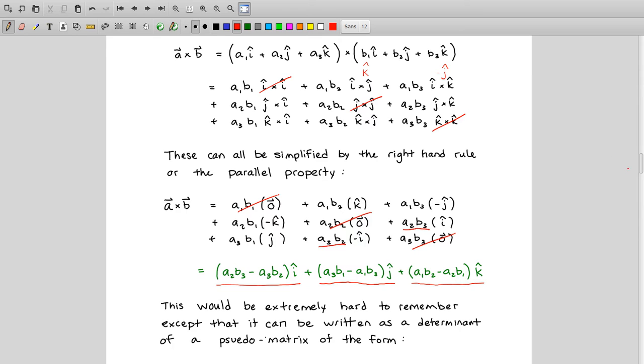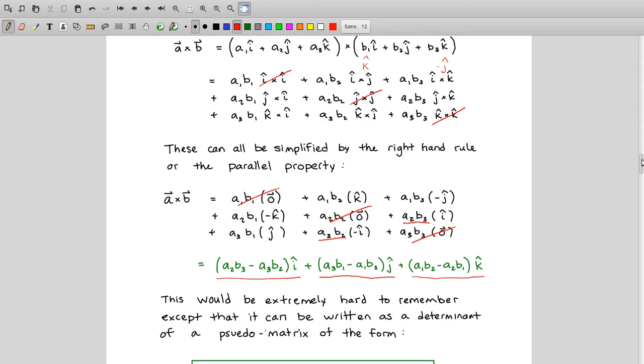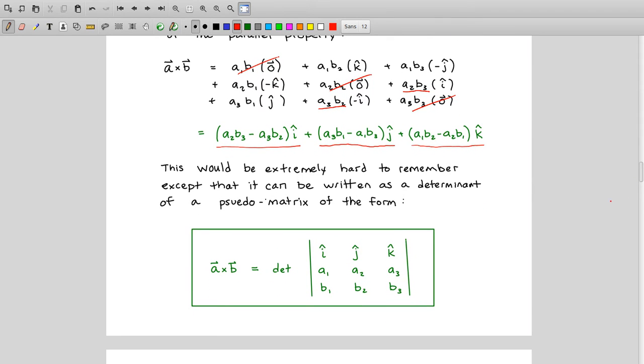If you're willing to bend the rules of what a matrix means, and that is to note that if you could stick these basis vectors inside of a matrix, this result here would be equal to the determinant of the following matrix. If we write i hat, j hat, k hat in the top row of the matrix, we write the components of the A vector in the second row and the B vector in the third row, and then we took the determinant, we would get this result.